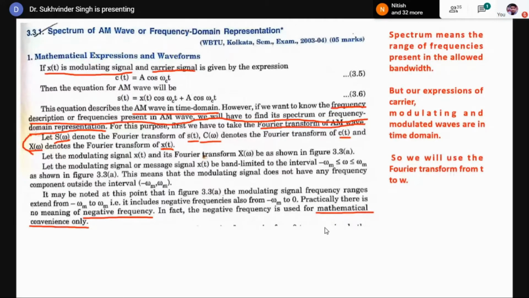For this, we consider that a band is limited in an interval which is given by plus and minus omega.